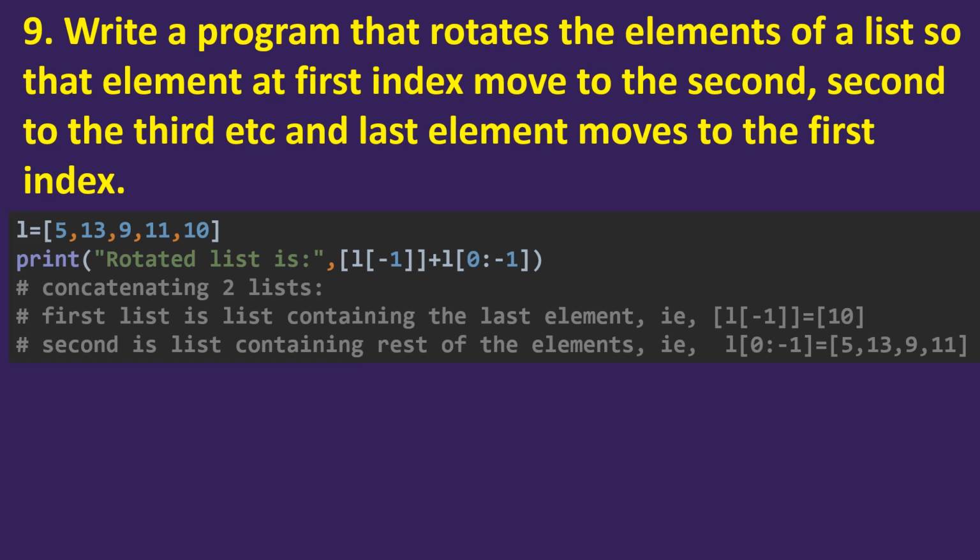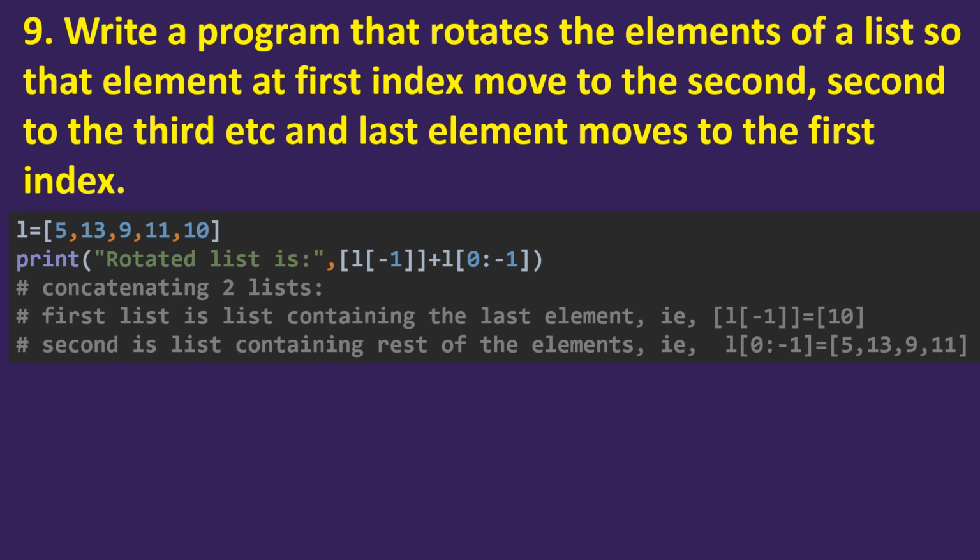So our first list is with the last element of this particular list, and your second list will be with the rest of the elements of this first list. So you can see plus L of 0 to -1. It will store all the elements starting from index number 0 till -1. That means the last element will not be added. So it will have all the elements starting from 0 to -1, that is 5, 13, 9 and 11. And your first list is having element 10.